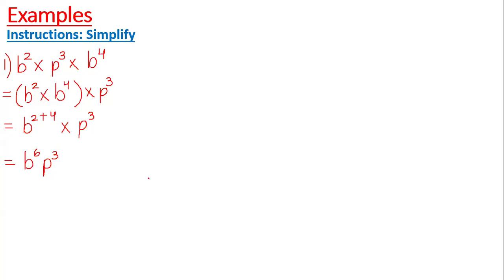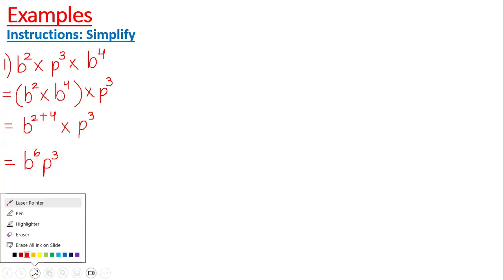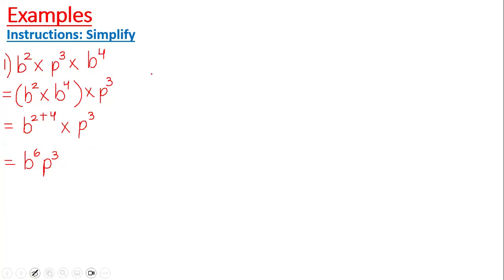Well, actually, if you said no, you are right. We cannot simplify this further because this is B and this is P. The variables are unlike. It only can work if the variables are the same. So yeah, we have to leave it just like that. It is fully simplified. There's nothing more we could do. Absolutely nothing.